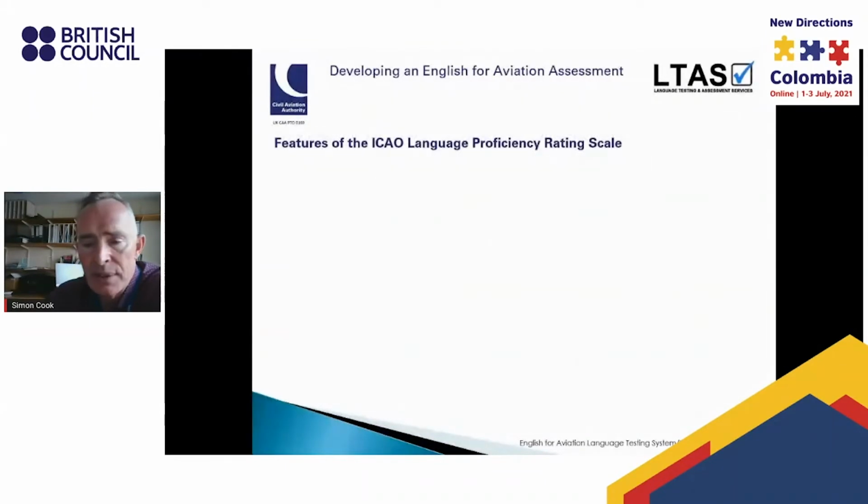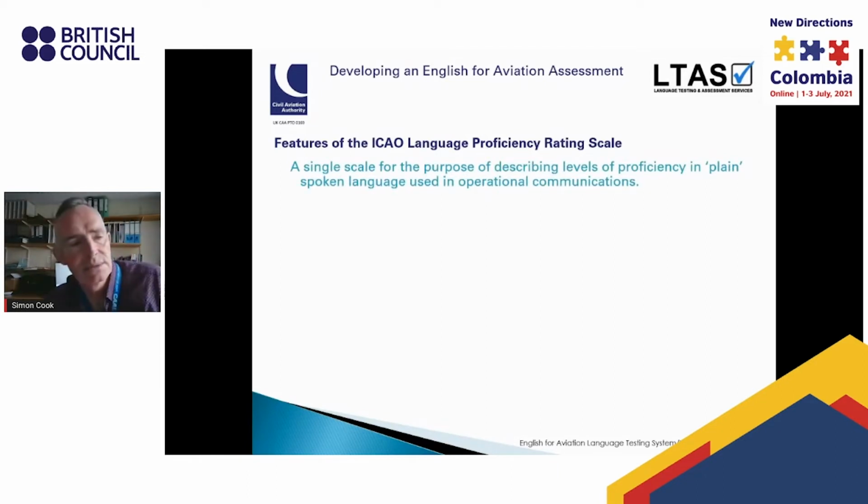There are other features of the language proficiency rating scale. It's a single scale, and is for the purpose of describing levels of proficiency in plain spoken language used in operational communications. So this is a scale that's specific to aviation. At most levels of the scale, it refers to the work-related context. So it particularly ties it in to the ESP constructs of aviation English, and specifically those areas of aviation English used in the operations of pilots and air traffic controllers.